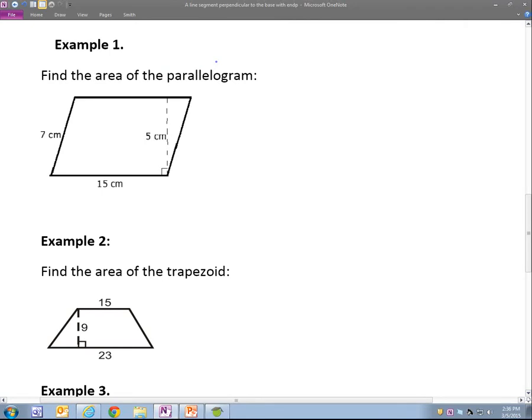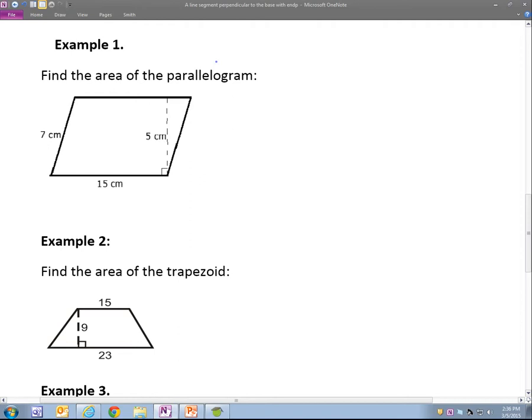Here we go. Example 1. There are 3 examples. Now, these examples are a little bit easier than what you're going to have with your homework, but the bottom line is we're going to establish that knowledge, and then you're going to apply that knowledge toward the homework that we're going to be doing.